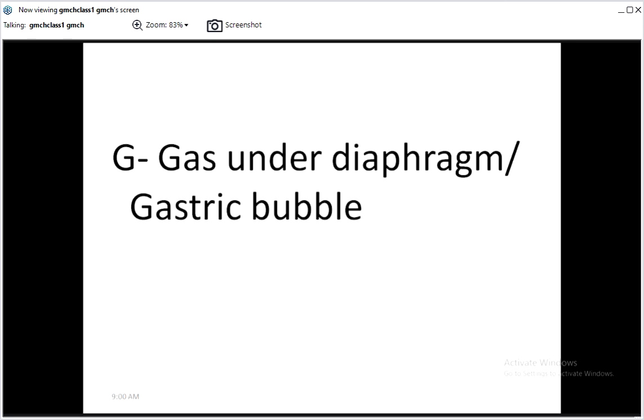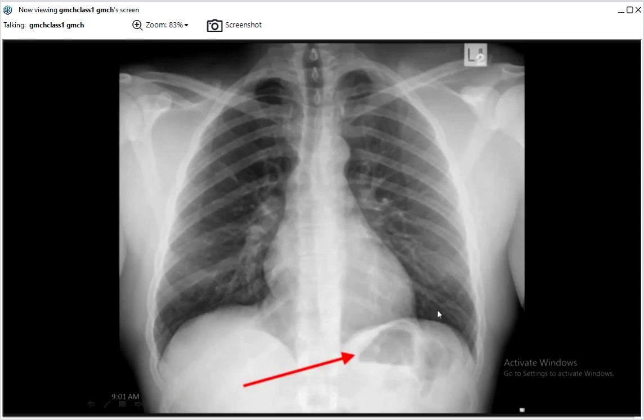Now we have discussed the fields of the lungs in detail, all the things regarding whether this is lucent, opaque, expansion, asymmetry. Coming to G. G stands for gas under the diaphragm or the gastric bubble. This is how the gastric bubble is seen. And what is the importance of it? Nothing. You have to make out right and left orientation, or in small kids, if it is pyloric stenosis, there will be a very large gastric bubble.